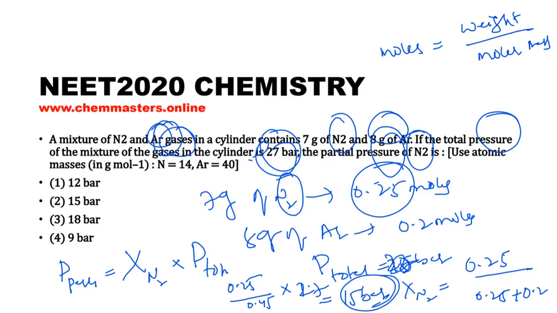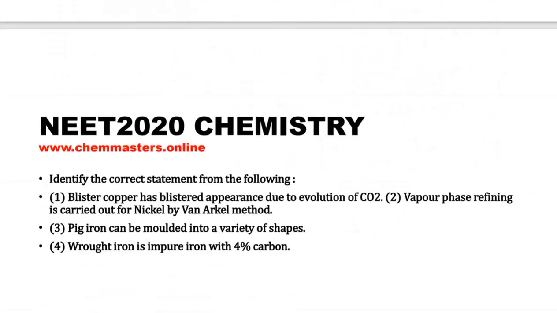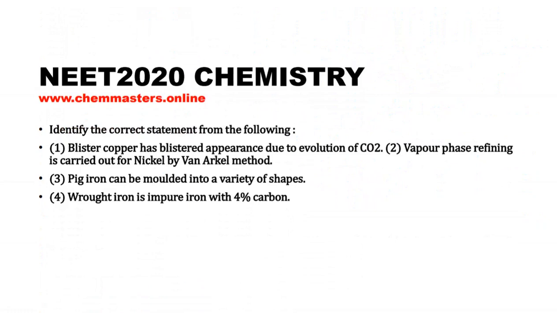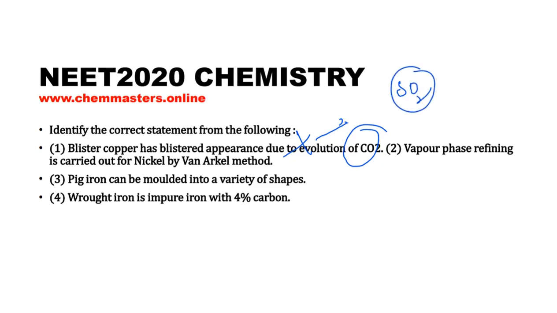Okay, right. The next question: identify the correct statement from the following. Blister copper has blistered appearance due to evolution of CO2. Is it correct or wrong? Absolutely wrong, because the blistered appearance of blister copper is just due to the evolution of sulfur dioxide, not CO2.